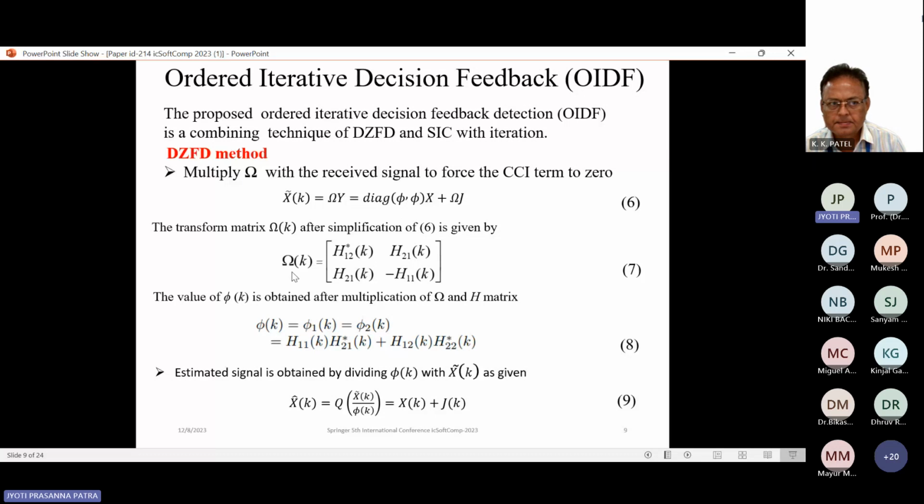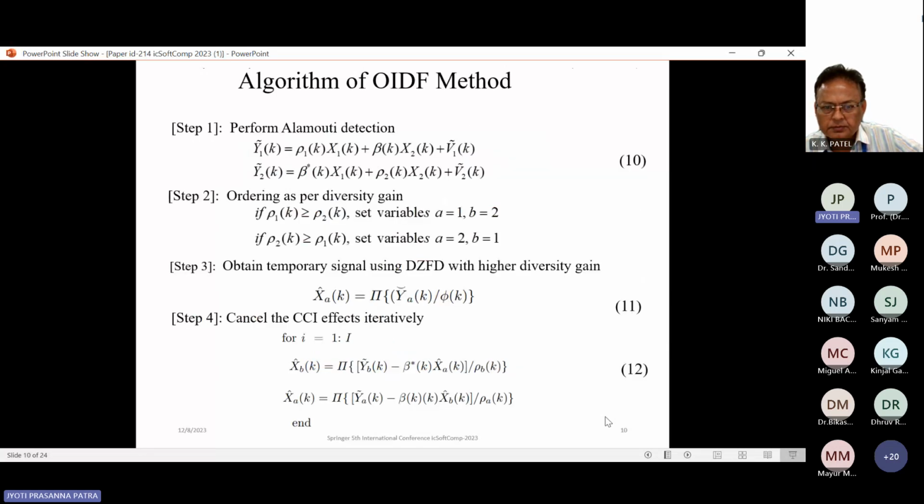So here after solving omega, we will get the channel frequency response matrix as given in equation 7. And the value of phi, that is the diversity, we will get as in equation 8. And so we'll get the estimated transmitted signals as in equation 9. So this is the diagonalized zero forcing detection method, and this is the initial stage of the order iterative decision feedback method. So the OIDF method is summarized as below.